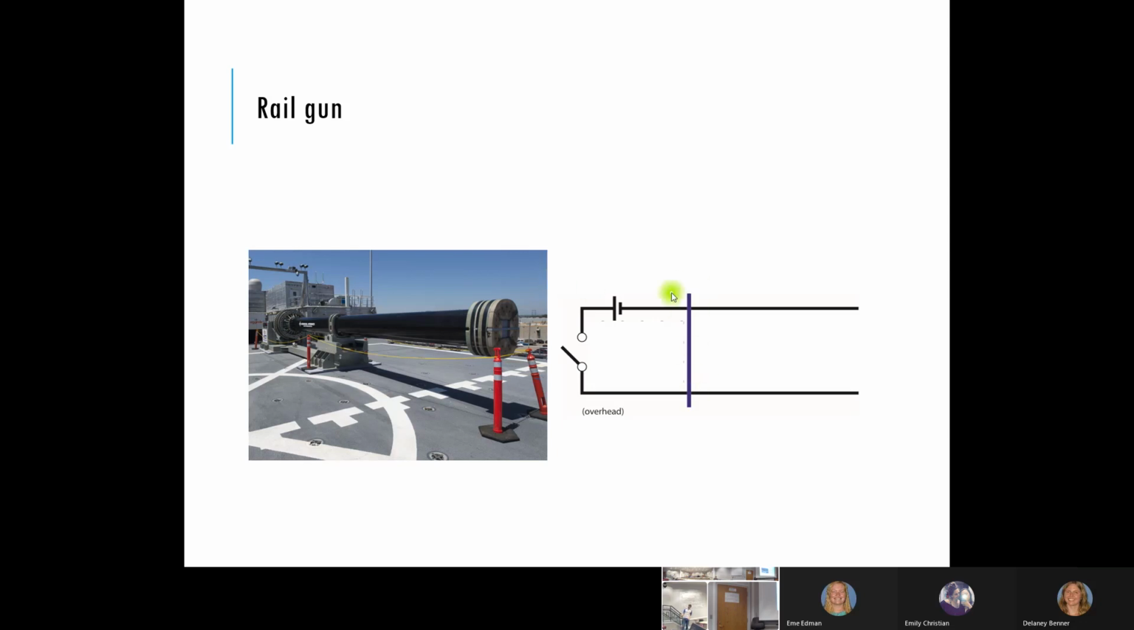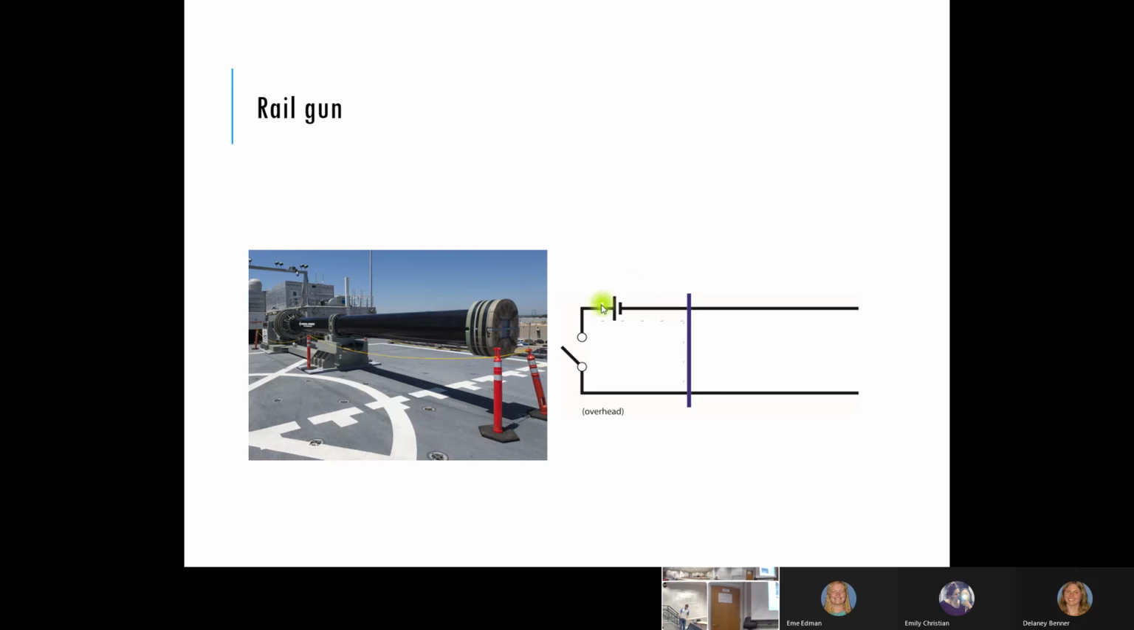The projectile's here in blue. And essentially, all you do is you close a switch so that current runs on your rail and through the projectile. That's the basic setup, and you have all of the physics knowledge that you need to calculate the rest of this, at least in a rudimentary sense.